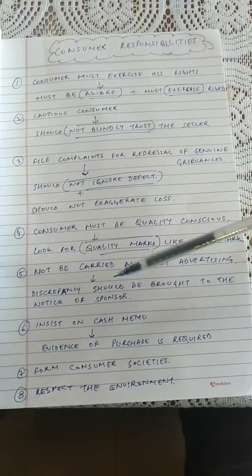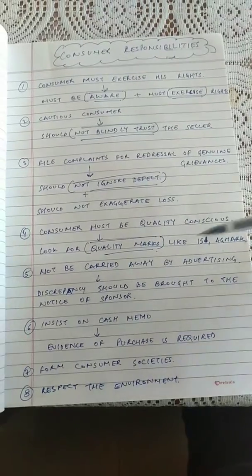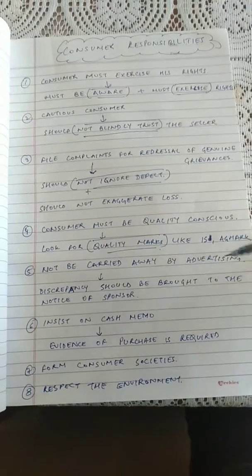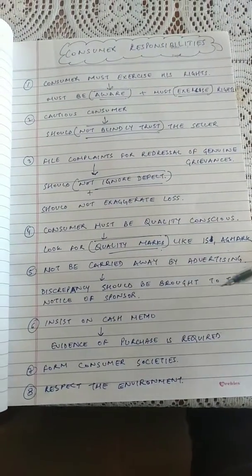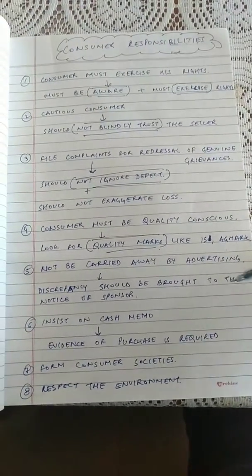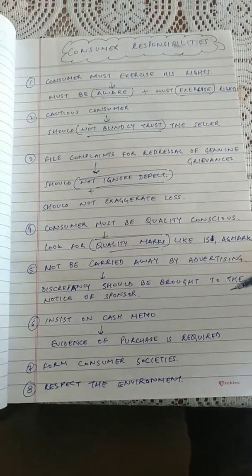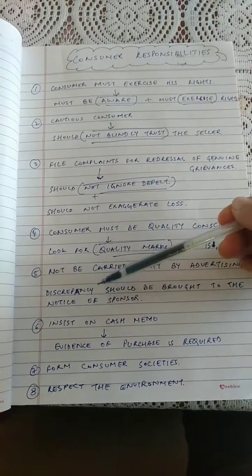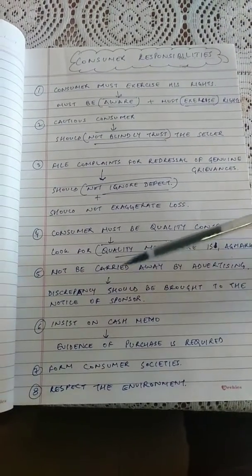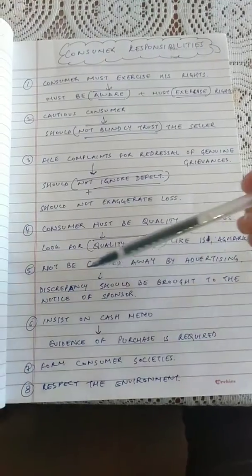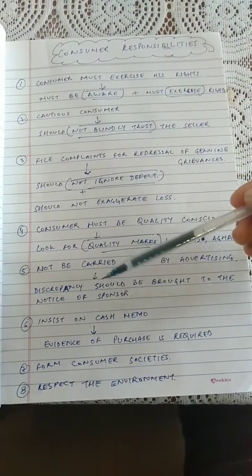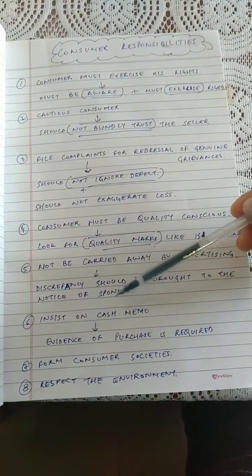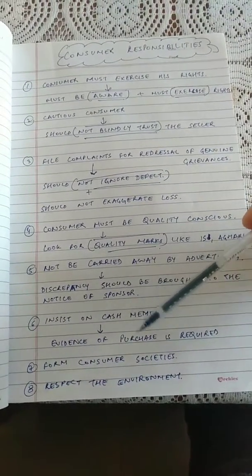Coming to the next responsibility, a consumer should not be carried away by advertising. Usually, while advertising a product, a producer always exaggerates the features of the product. Now, whenever a consumer is using a product and feels that there is any discrepancy, meaning any difference between the features shown in an advertisement and the actual features of the product, then it is the responsibility of the consumer to bring this to the notice of the sponsor. Now, who is a sponsor? Sponsor is basically the person who is running the advertisement.